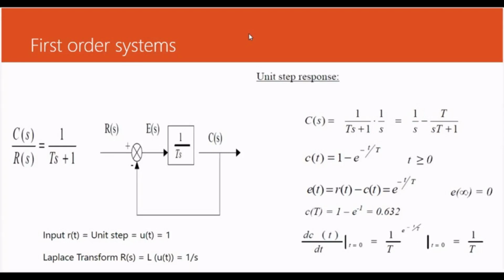So your C of T is equal to 1 minus E raised to negative 1. So that is 0.632. Okay, so the derivative of C of T with respect to time, given that T is equal to 0, is equal to 1 over T times E raised to negative T over T, wherein your T is equal to 0, so that is 1 over T. Okay, so that is your unit step response.